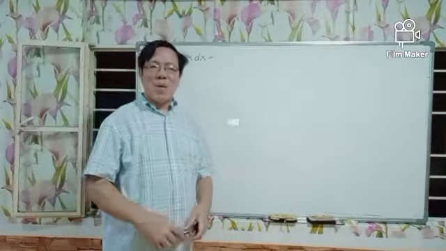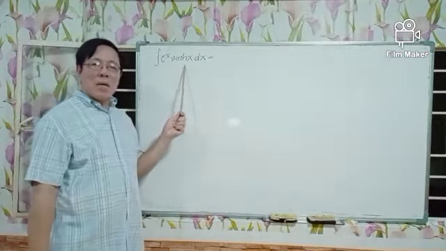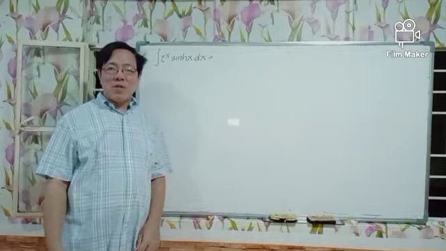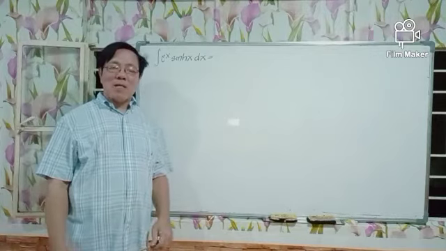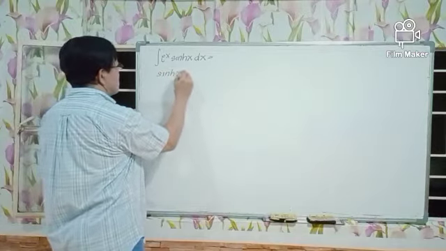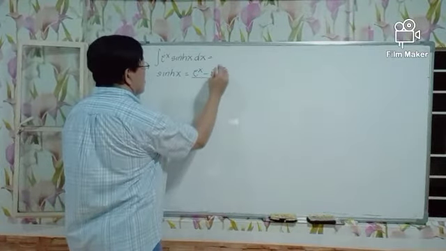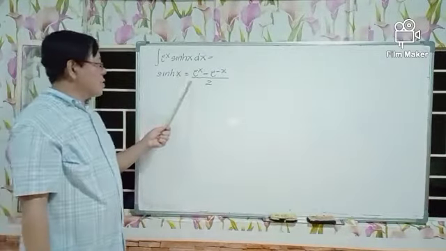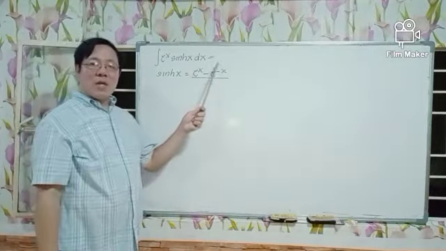For our next example, we evaluate the indefinite integral e to the x multiplied by hyperbolic sine of x dx. To evaluate this indefinite integral, we make use of the definition of hyperbolic sine of x, which is defined as e to the x minus e to the minus x all over 2. In the given integral, we replace hyperbolic sine of x with e to the x minus e to the minus x all over 2.